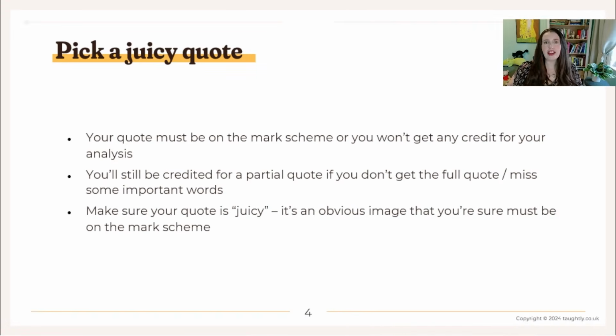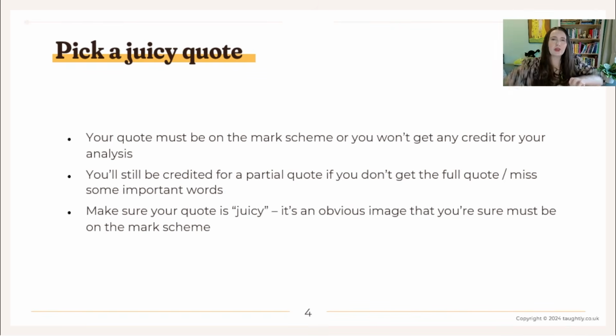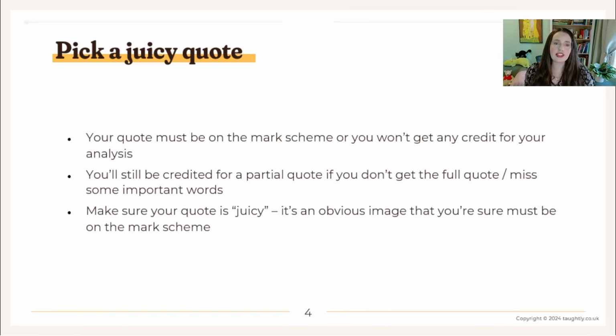And what I mean by that is your quote, you should be able to take it and juice it and squeeze it and get a lot of orange juice from it, right? So don't pick quotes that don't have a lot to say about them. Pick quotes that have got really big, obvious images in them. So your quote must be on the mark scheme, or you won't get any credit for the analysis of that image, right? Because it means you've not selected an image. So you need to be really careful with your quotations.